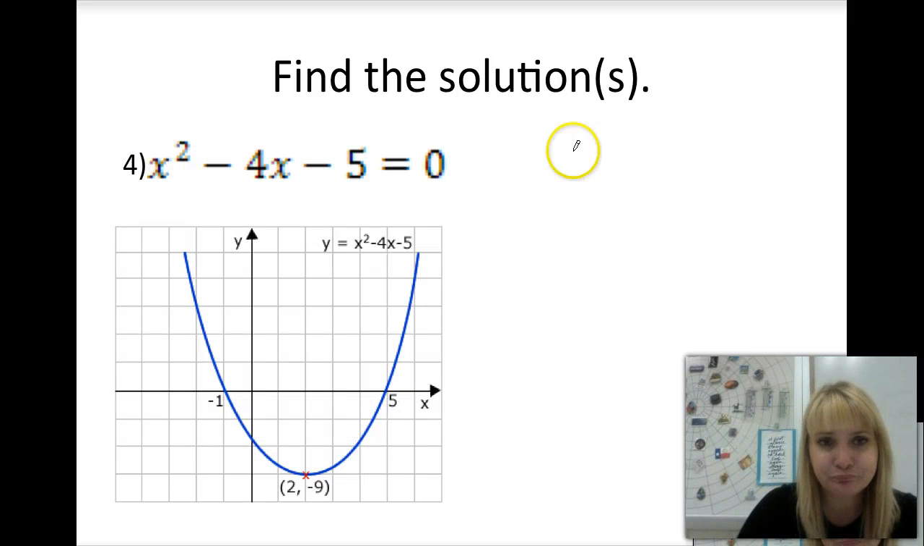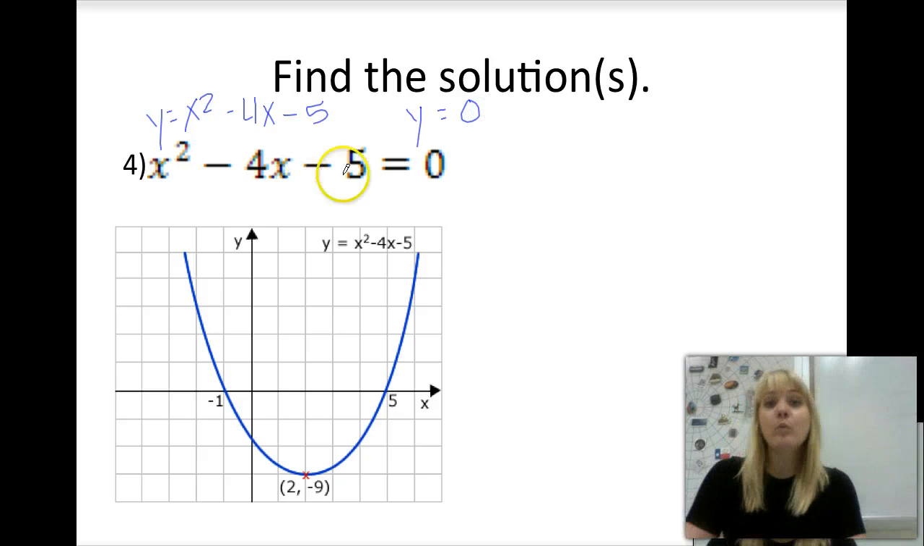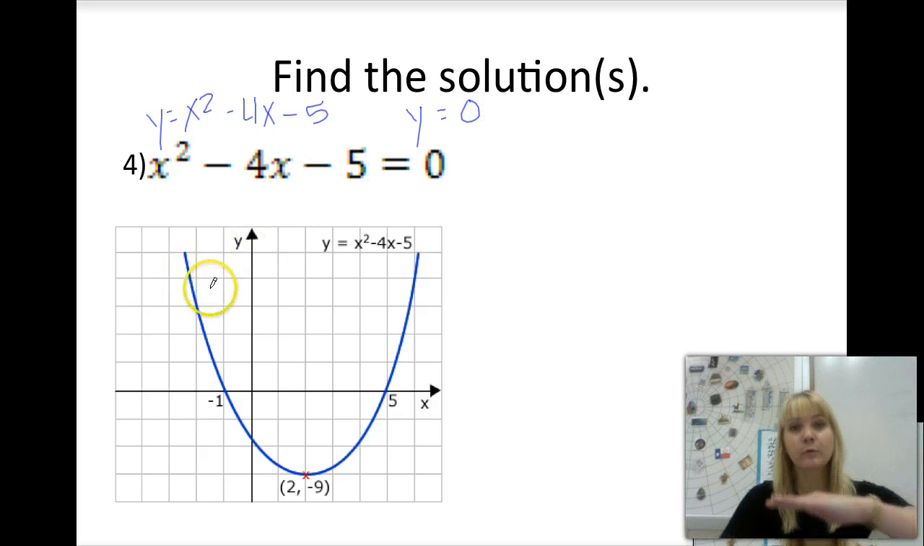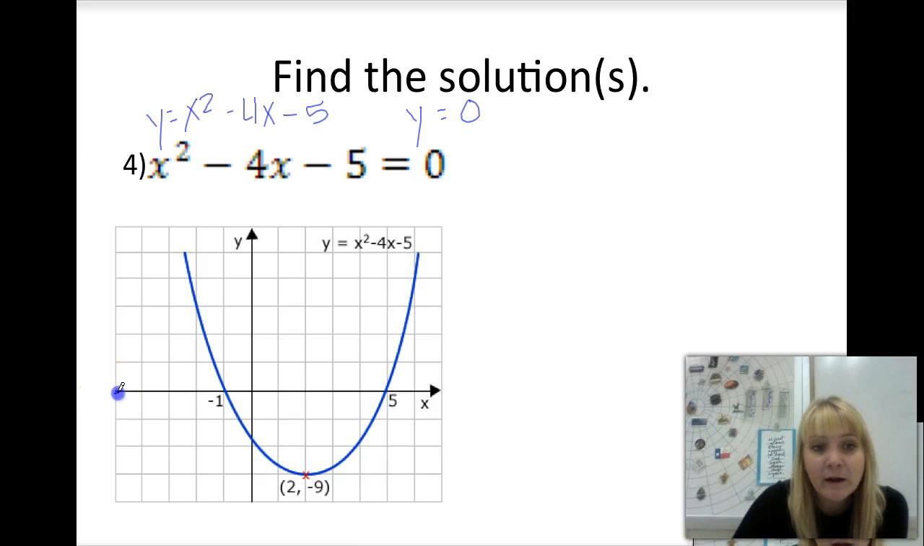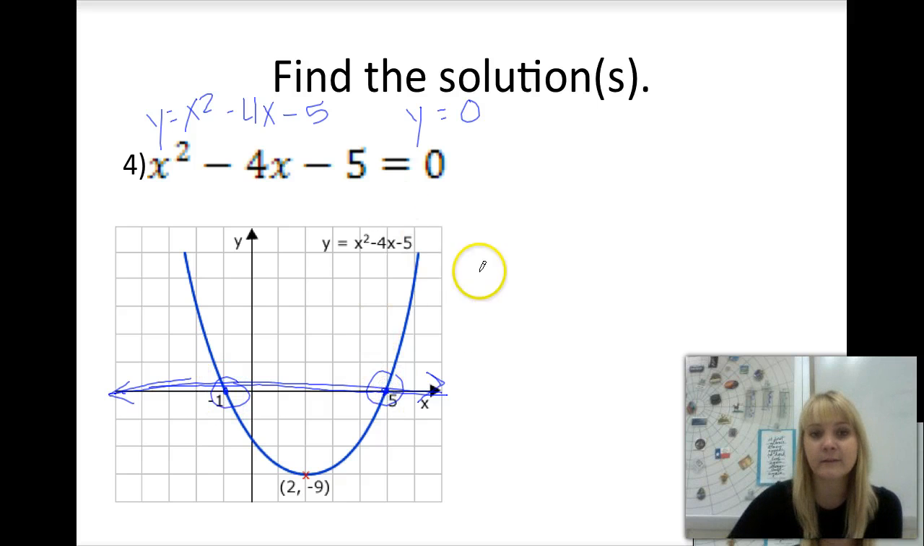The fourth one, we have y equals x squared minus 4x minus 5. That's our parabola. And then we set y equals 0. Now when y equals a number, we're taking a look at a horizontal line at that y value. So y equals 0 is the x-axis here, because at every point on the x-axis, the y value is 0. So our solutions here are where our parabola crosses the x-axis. Here we have 2 solutions, and our solutions are negative 1 and 5.